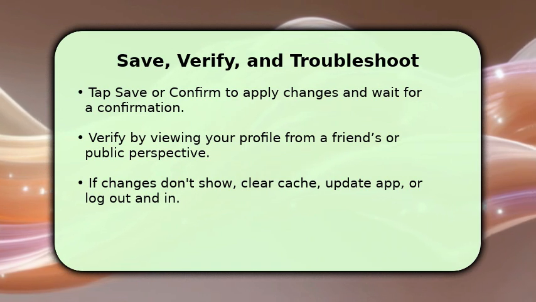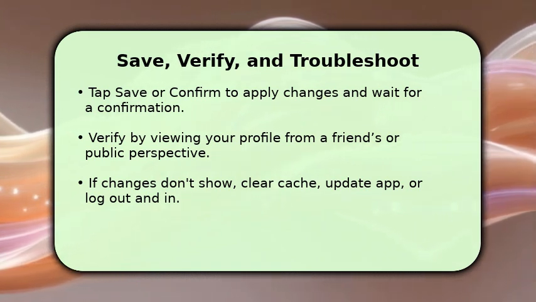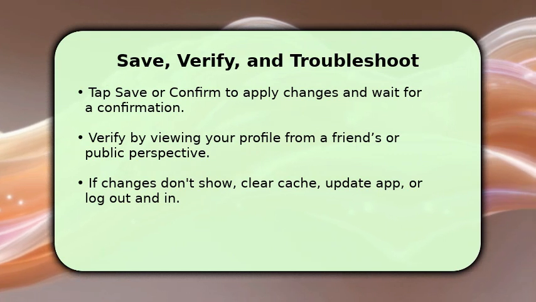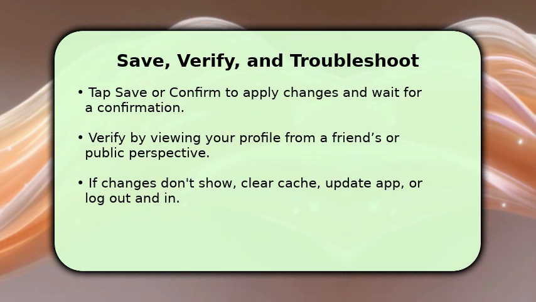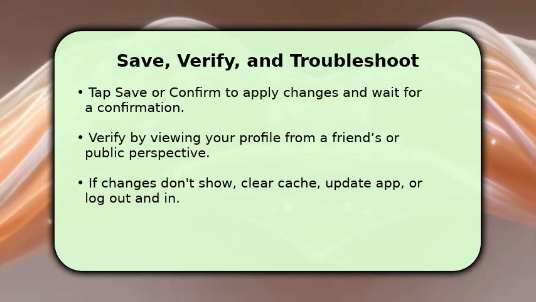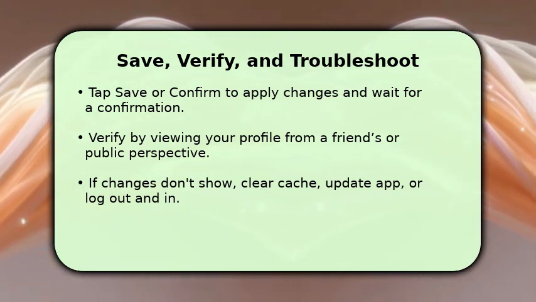If the list still appears public, make sure your app is updated and clear the cache. Sometimes stale data keeps old settings visible. If problems persist, log out and back in or use desktop. Contact Facebook support only after those steps.